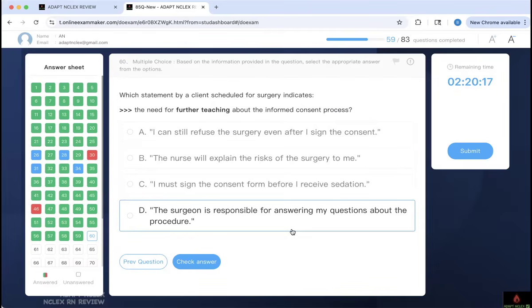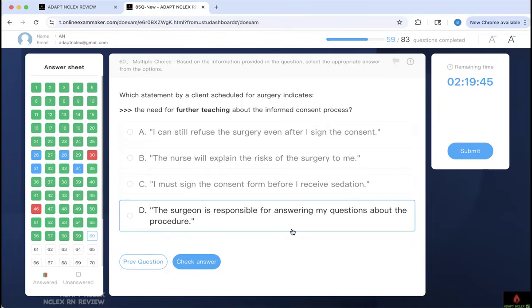Which statement by the client scheduled for surgery indicates the need for further teaching about informed consent? That means they don't know about informed consent. Fundamentals are great, and this is where the NCLEX will try to test your knowledge. I can still refuse the surgery even if I sign the consent. The nurse will explain the risks of the surgery to me. I must sign the consent form before I receive sedation. The surgeon is responsible for answering any questions about the procedure. Requires further teaching.